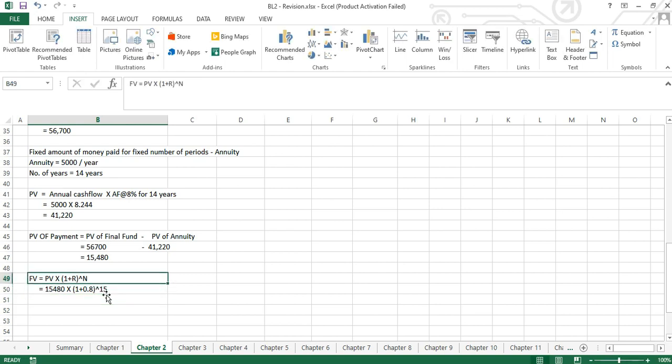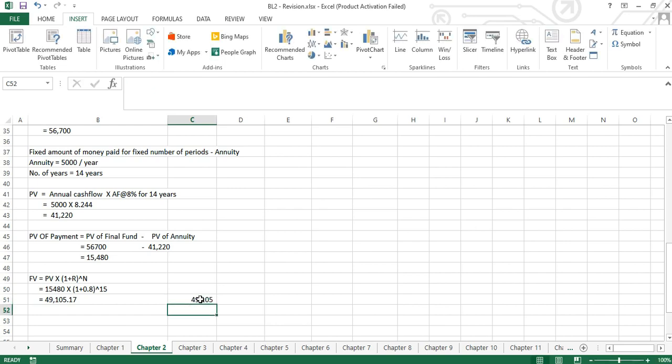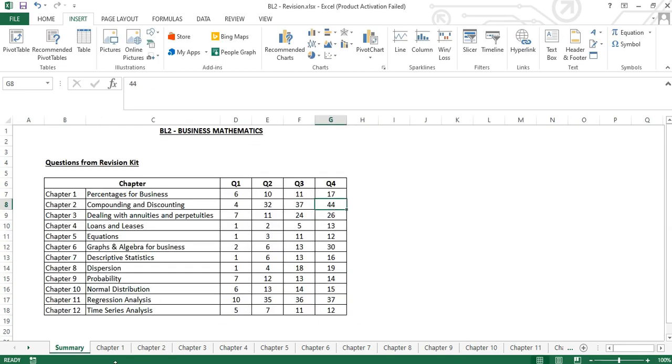So our answer is 49,105. They asked for the nearest rupee again. This is the answer we got in decimals, 0.17. Nearest rupee means, first of all, this is the place value of the rupee. The value after that is less than 5. So do nothing to the place value of the rupee and therefore it will be 49,105. Next, let's move to question 44.